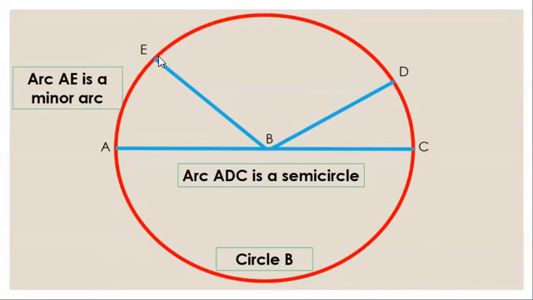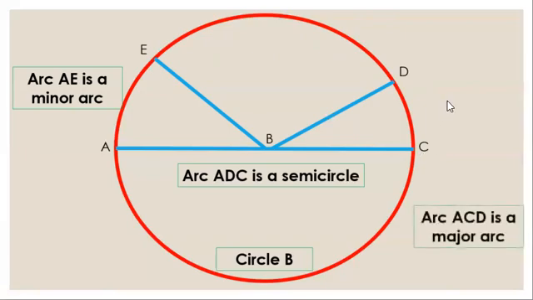So another example of a minor arc, we have arc ED, this one, arc ED. And then we can also name it as arc DE. Then another example of a minor arc, we also have arc DC, this one po. Arc DC or arc CD, so parehas lang po sila.